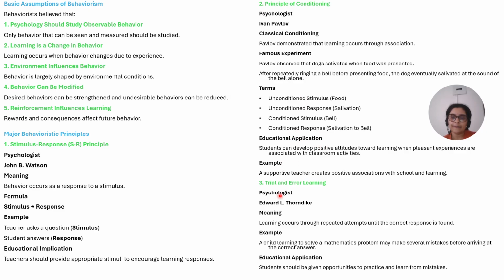Then trial and error learning. This was done by the famous psychologist Edward Thorndike. Learning occurs through repeated attempts, okay, until the correct result is obtained. So, example, a child who is learning mathematics, who is learning to solve a particular mathematic problem, will make several mistakes in the beginning to arrive at the correct answer.